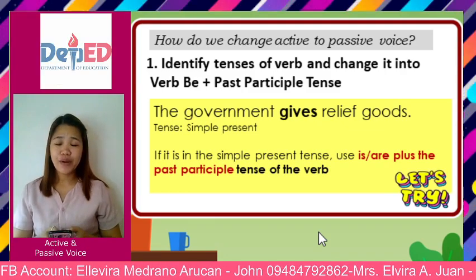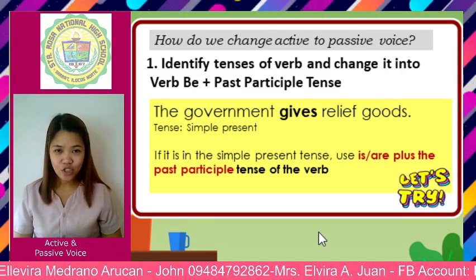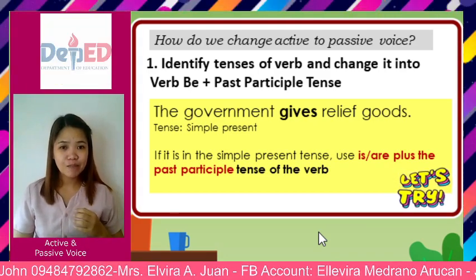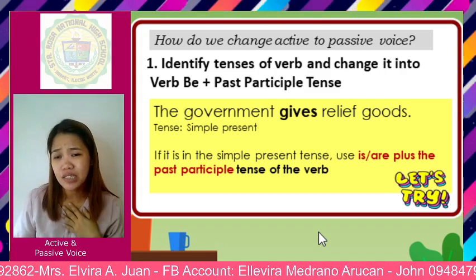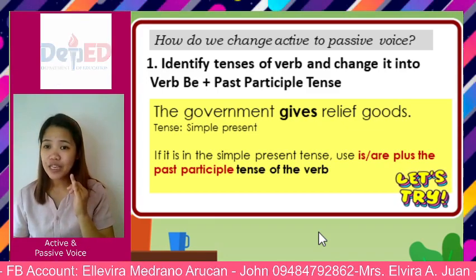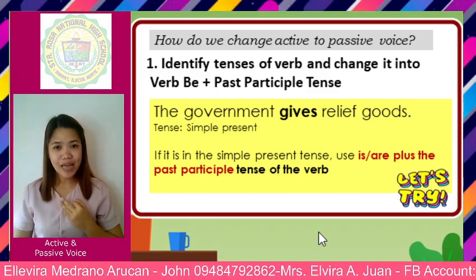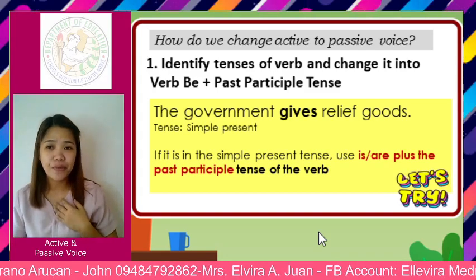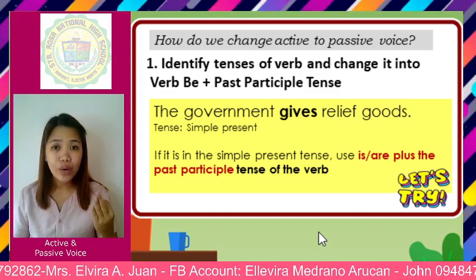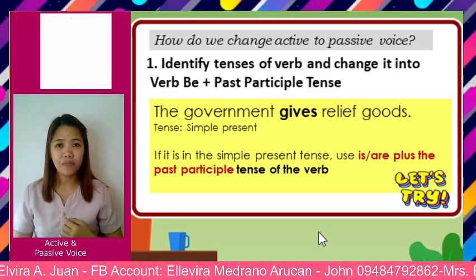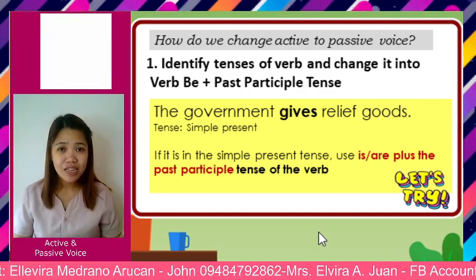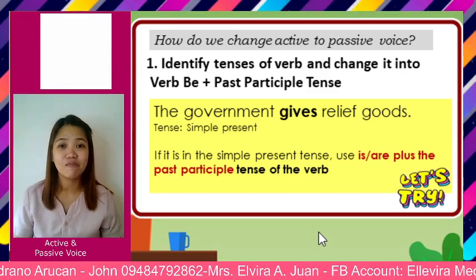How are you going to change the word gives into verb be plus past participle? If it is in the simple present tense, you just have to use is or are plus the past participle. What is a past participle? Gives is the present, gave is the past tense, given is the past participle. Let's have another word. Write, wrote, written. Written is the past participle. What about the word climb? Climb, climbed, climbed. Climbed is the past participle.